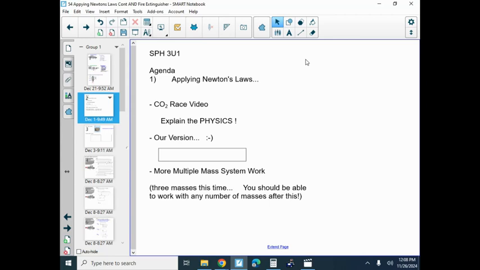Hello everyone, more work on applying Newton's laws in this lesson. We're going to look at a couple of examples of Newton's laws in action, and then we'll continue with the multiple mass system questions. We're going to look at 3 masses this time, extending from 2 to 3, and then 3 to 4, and then 4 to 5, and so on. After that, you can just extend to any kind of situation, hopefully.